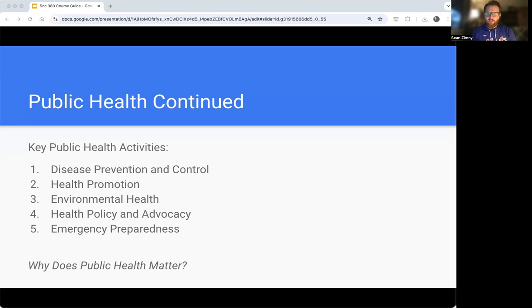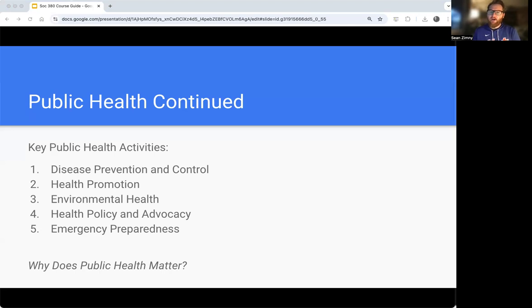Number four, health policy and advocacy. So developing laws and regulations to improve community health. Things like seatbelt laws or public smoking bans are all under health policy and advocacy. Advocating for access to affordable health care, all of that is under here. The advocacy piece is huge. To have effective advocacy, you need to understand the specific needs of underserved populations. That's where the diversity and the inclusion pieces come in.